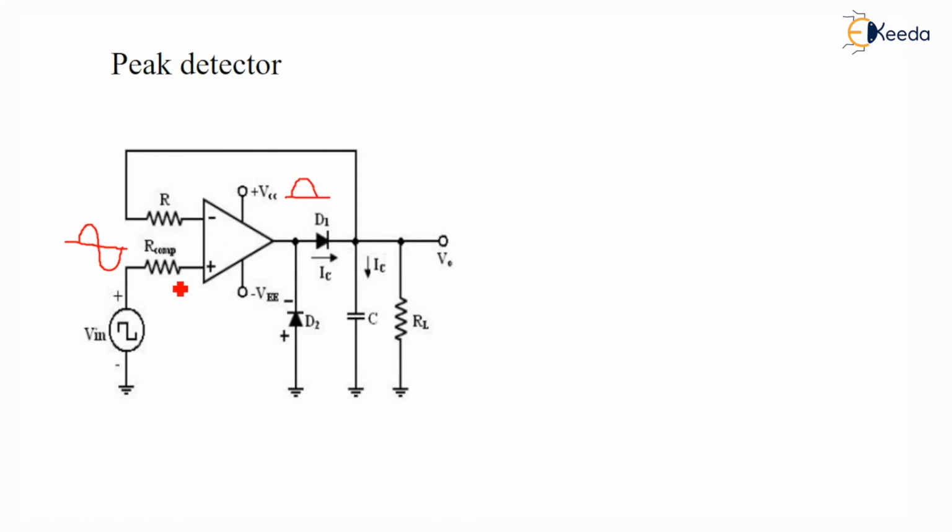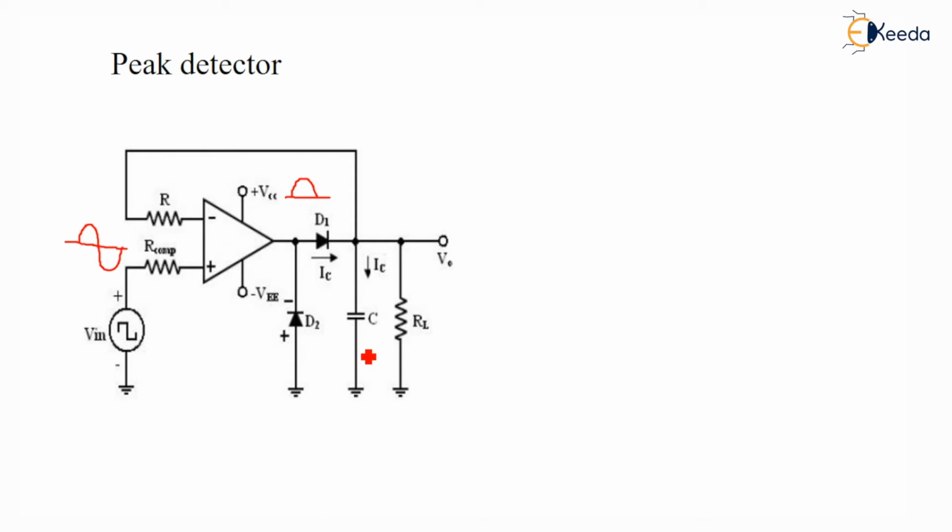See, this is a non-inverting configuration. So if you give the positive half cycle, the output will be positive. And this positive half cycle makes diode D1 forward biased and D2 reverse biased. Due to this, the capacitor will start charging. The capacitor will charge up to the positive peak voltage.